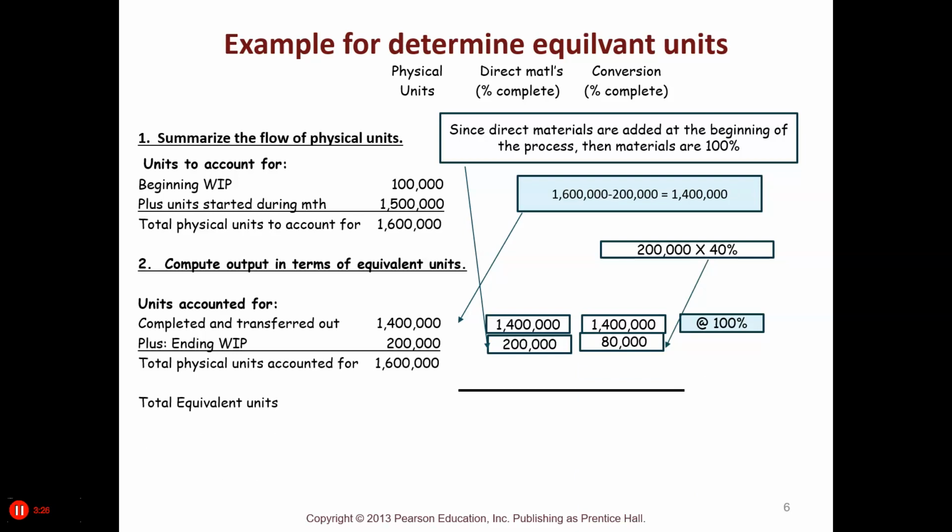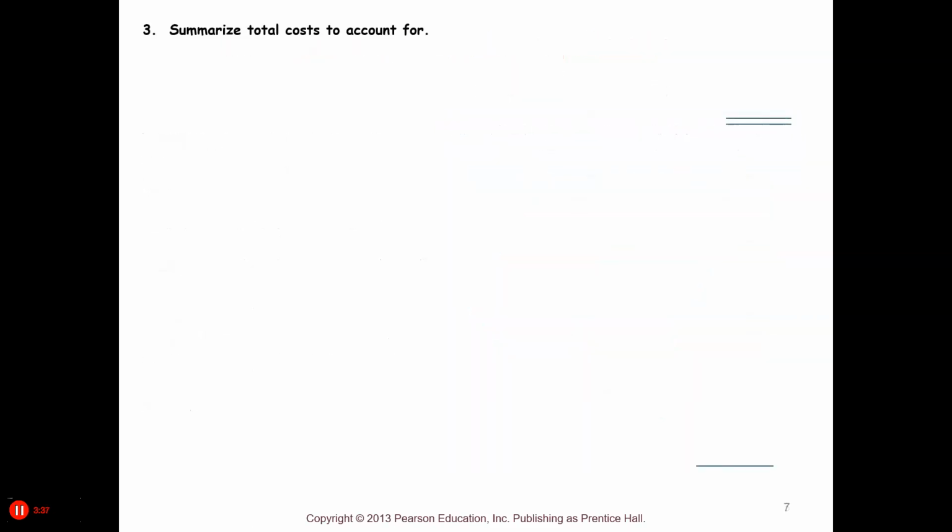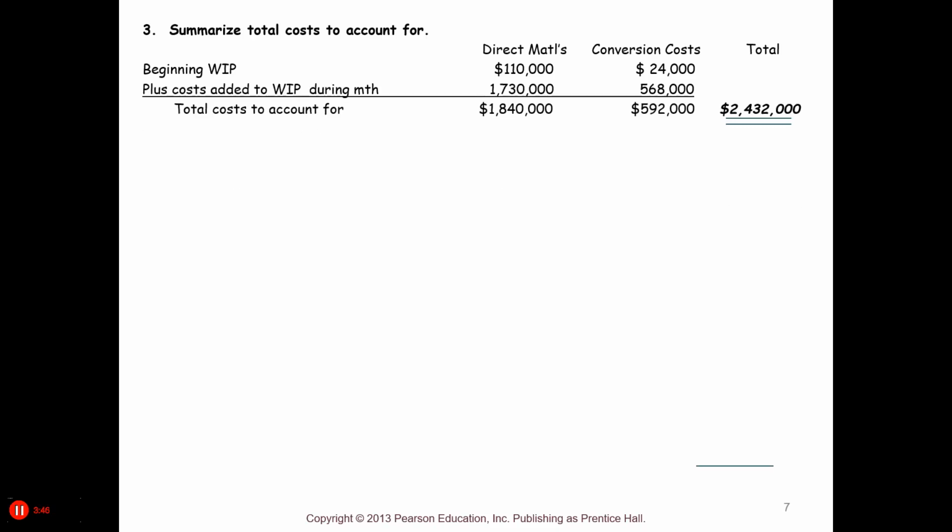Now we can figure out our total equivalent units. Now we can move on to the rest of the steps. First, we're going to summarize our total cost to account for. We have our beginning WIP. We have our costs added to WIP during the month, and that tells us we have to allocate $2,432,000 between goods transferred to the next process, if there is another process, or to finished goods if there isn't, but there usually is, and ending WIP in this first department.